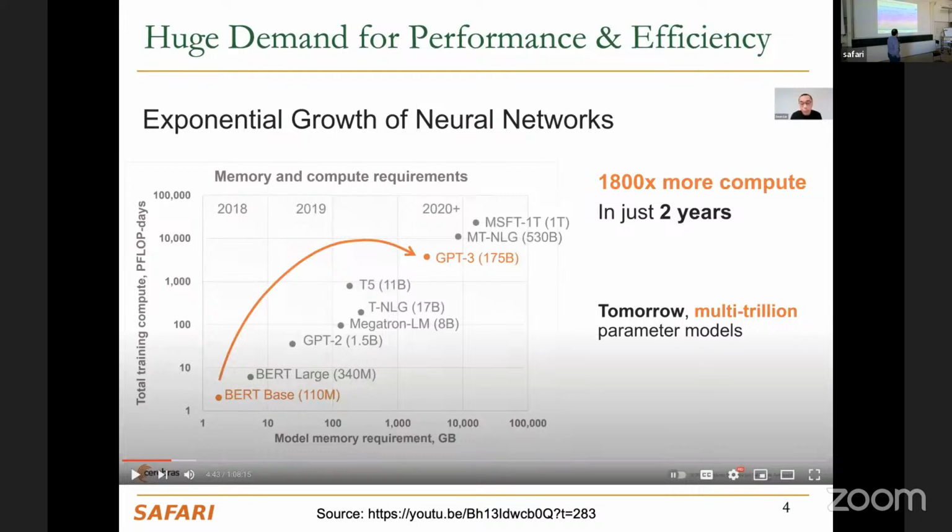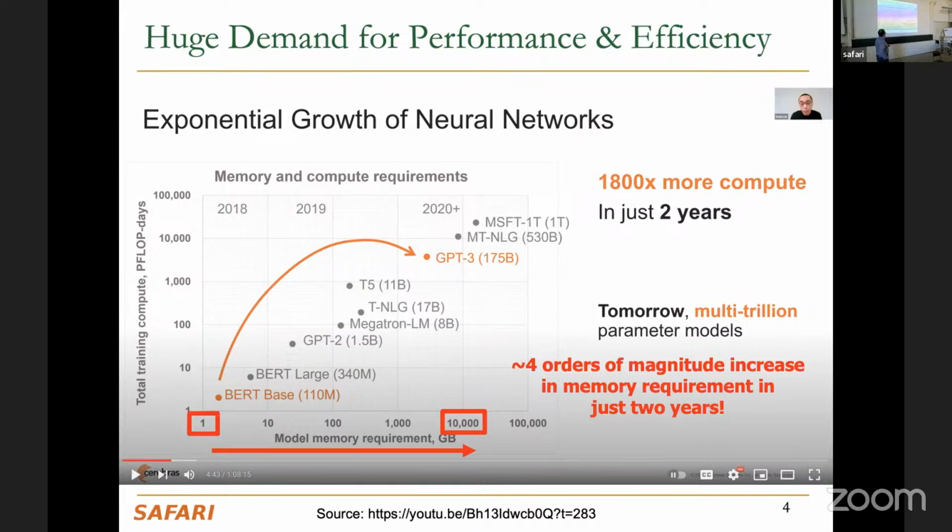I'm going to flash some slides about the motivation, because I think you have already seen some of them in the previous lecture. This is the data that the Cerebras team presented in one of the Safari Lab seminars. You can see a 4 orders of magnitude increase in memory requirement in just 2 years, and around 3 orders of magnitude more compute in just 2 years. That shows the need for higher computational throughput, as well as for storing this huge amount of data.